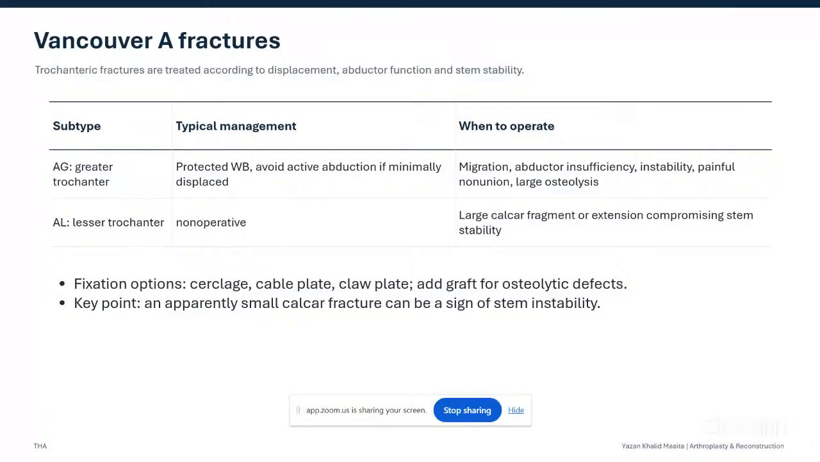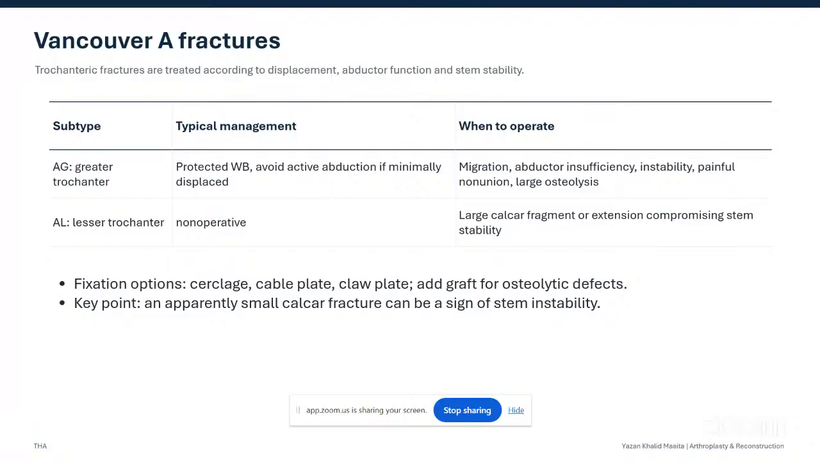Vancouver A fracture, trochanteric fractures, are treated according to displacement, adductor function, and stem stability. The subgroups of A are the greater trochanteric or the lesser trochanteric, typically managed non-operatively if there is no displacement and the adductor is functionally working. For the greater trochanter, we do operative management when there is migration, adductor insufficiency, instability, painful non-union, or large osteolysis. For the lesser trochanter, operate for a large calcar fragment or extension compromising stem stability.